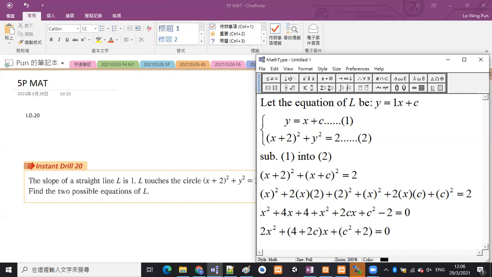So x squared, added together is 2x squared, and then for the x term, we have 4x and 2cx. So when we take out the x, then the coefficient should be 4 plus 2c, right? And then for the constant term, we have c squared plus 4 minus 2. But the plus 4 and minus 2 will be simplified to be plus 2. So the constant term will be c squared plus 2. Okay? We need the right hand side to be 0. Okay? So what is A, B, and C? Can you write down?